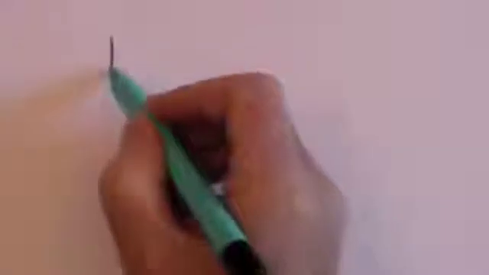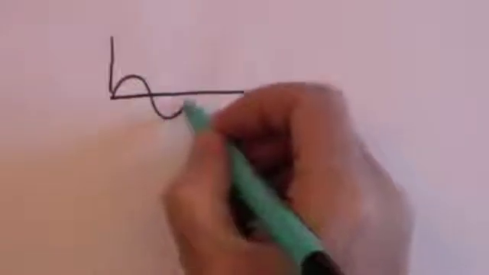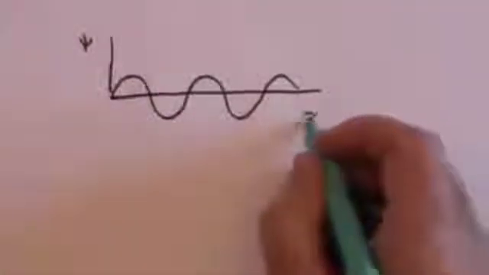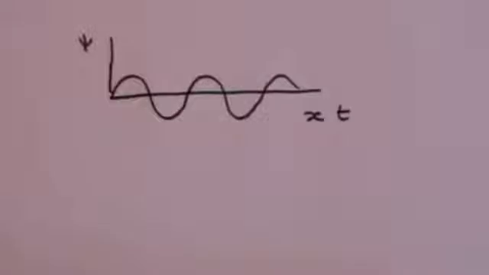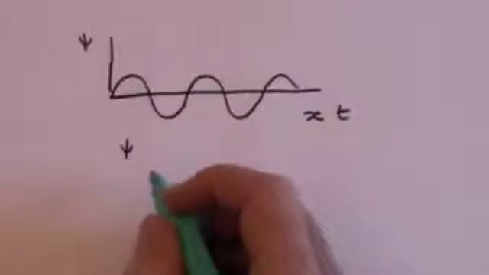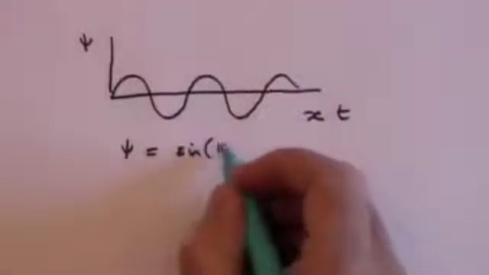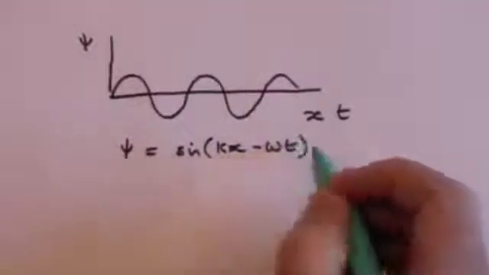Now we're going to consider a wave, and typically the way we represent a wave, this is a wave, this is the wave function psi, and this is either x or t, depending on whether you want to measure the distance the wave is travelling or how the wave varies in time. And we represent that wave by saying that psi is simply a sine wave, sine of kx minus omega t.